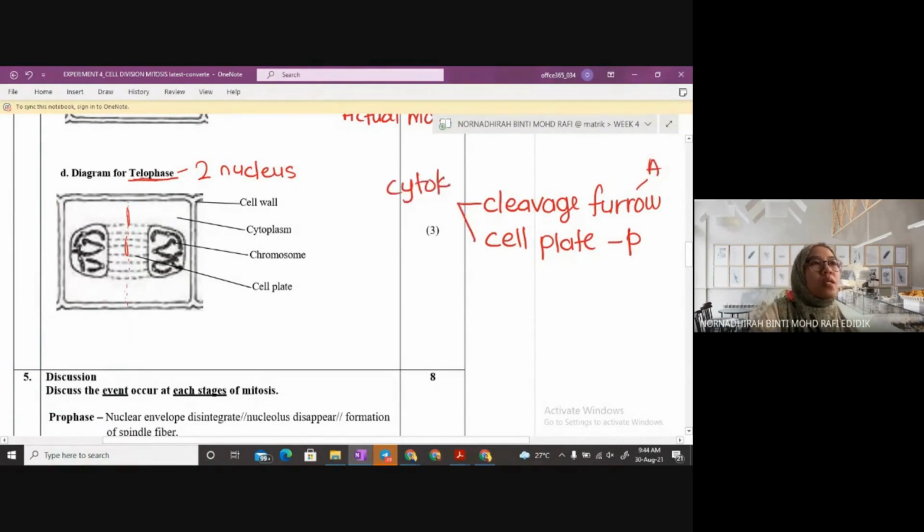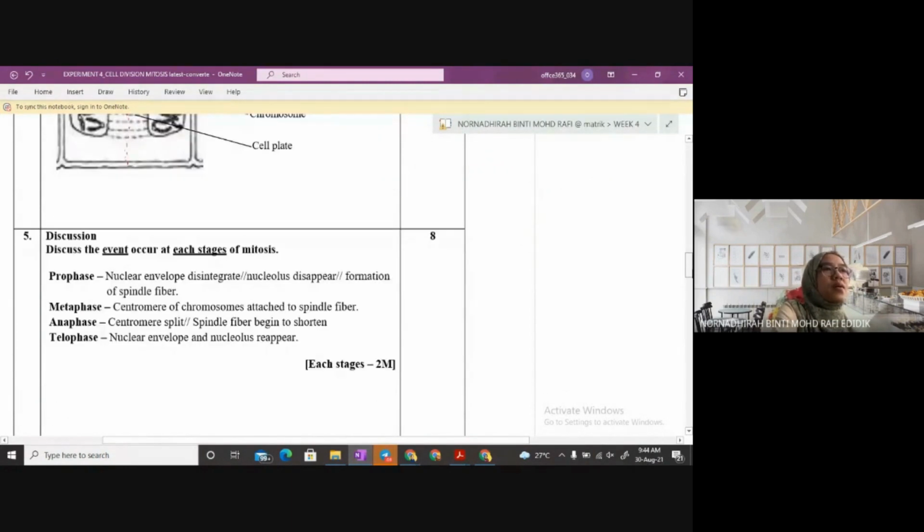Saya sangat suka topik ketiga ni, topik eksperimen ni dengan cell division. Topik ni sangat menarik.